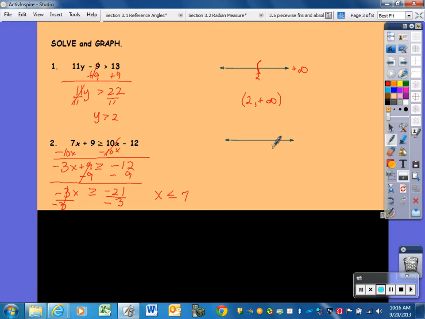So I'm here at 7. Less than is to the left. Since I'm equal, I'm going to have a brace opening to the left. To the left of 7 are where all the negative numbers occur. So I begin with my negative infinity. Infinity always goes in parentheses. And I end with 7 in a brace. Algebraic work, graphical representation, symbolic representation in interval notation.